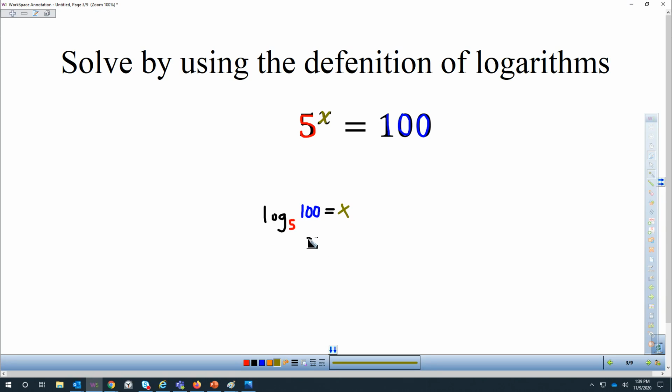What's nice about this is you can see it tells us what x equals. X equals log base 5 of 100. So if I just knew what log base 5 of 100 equaled, then I would know what x equaled. There's a couple ways of figuring that out. One way is you can use the properties of logs like we talked about in the last lesson. Or honestly, in this lesson, you're welcome to just use your calculator and type in log base 5 of 100 and see what that equals. So let's do that real quick.